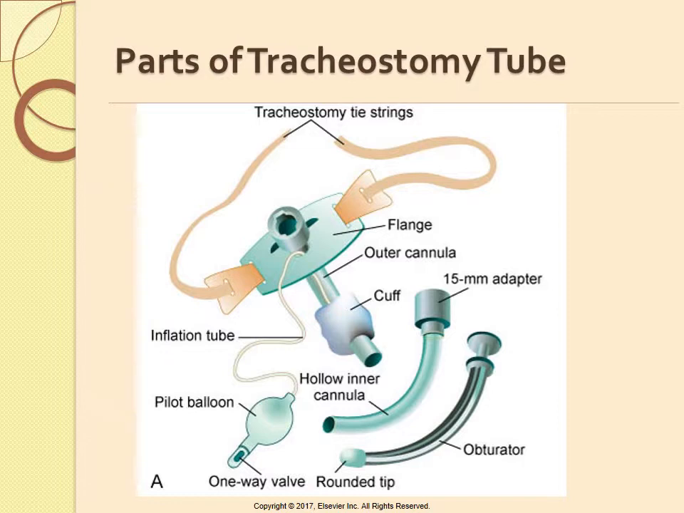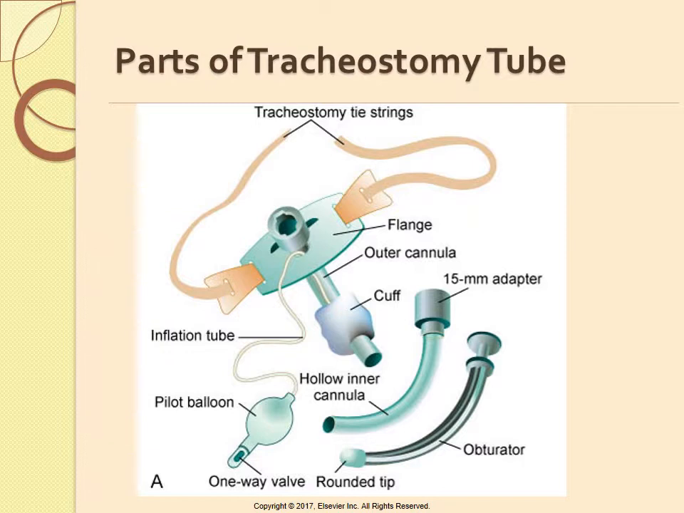A variety of tubes are available to meet individual patient needs. All tracheostomy tubes contain a faceplate or flange, which rests on the neck between the clavicles, and the outer cannula. In addition, all tubes have an obturator, which is used when inserting the tube. During insertion of the tube, the obturator is placed inside the outer cannula with its rounded tip protruding from the end of the tube to ease insertion.